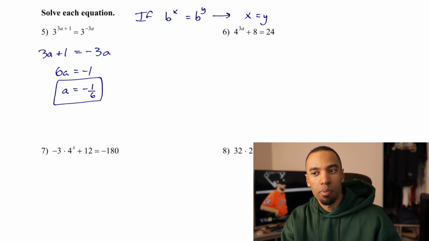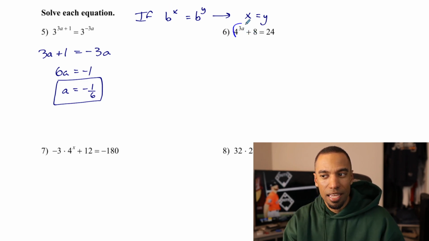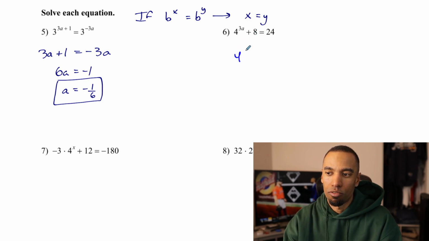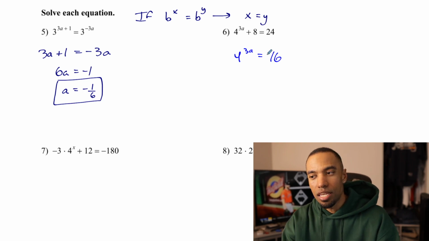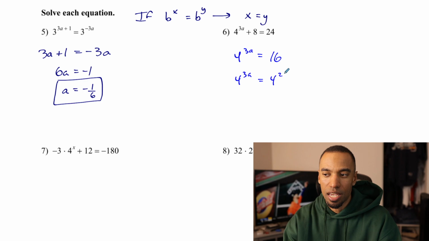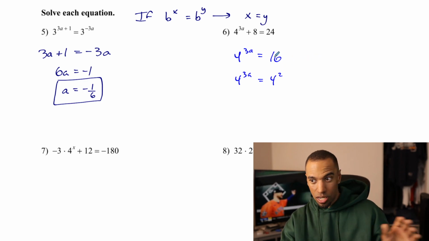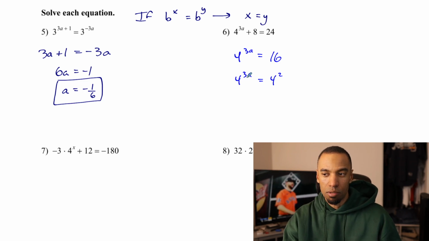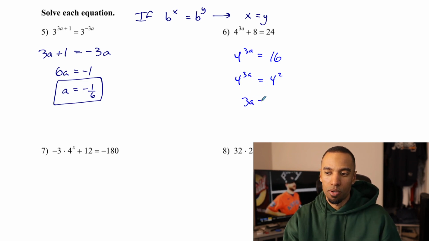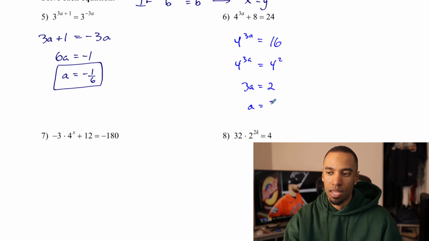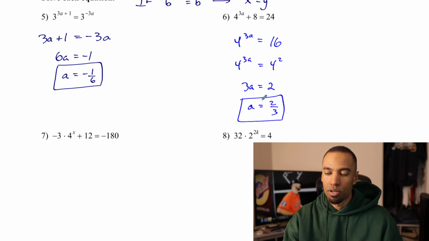Now, number 6 is a little different. I don't have matching base, but I also need to get this exponential term by itself before I can get a matching base equivalent. I have to subtract 8 over. 4 to the 3a equals 16. I want to see, can I raise 16 as 4 to some power? And the answer is you betcha. It's 4 to the 2nd power. So I didn't change 16. It's still this value. I just rewrote the way it appeared. So now I have a matching base, and I can set the exponents equal to each other now. 3a equals 2, divided by 3, a equals 2/3.